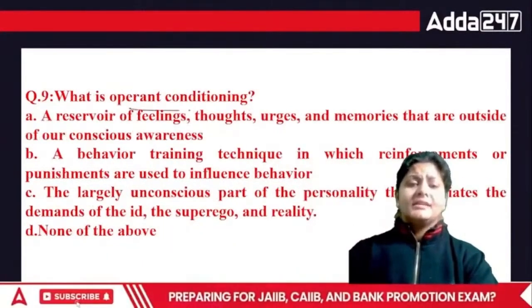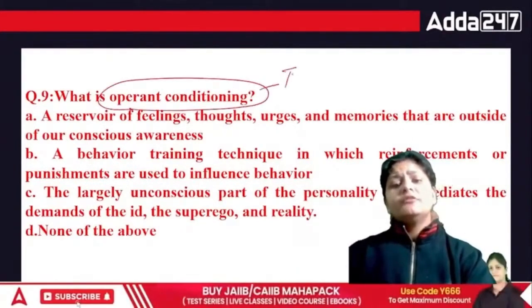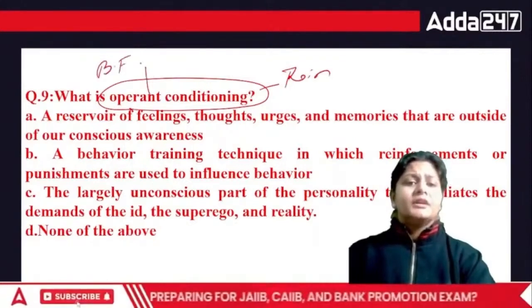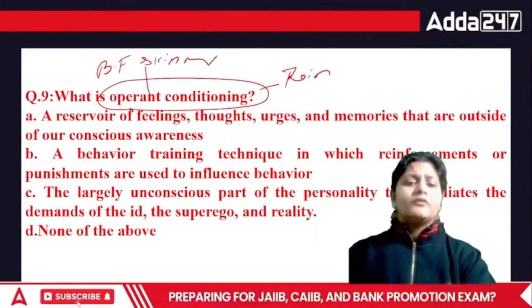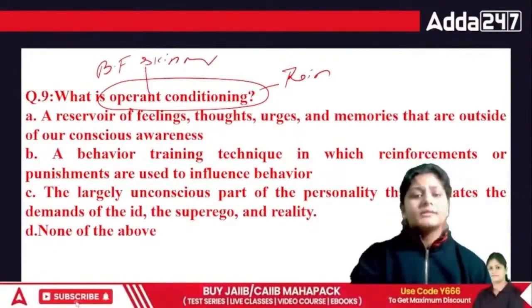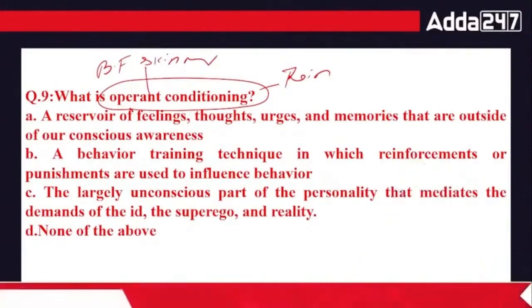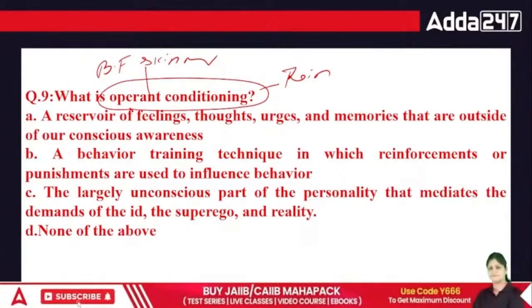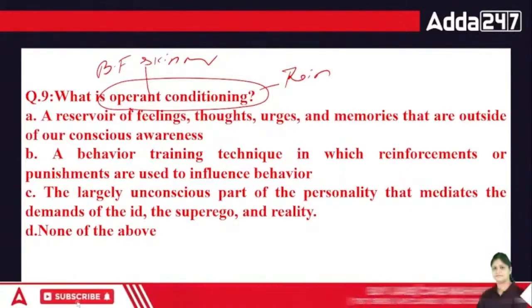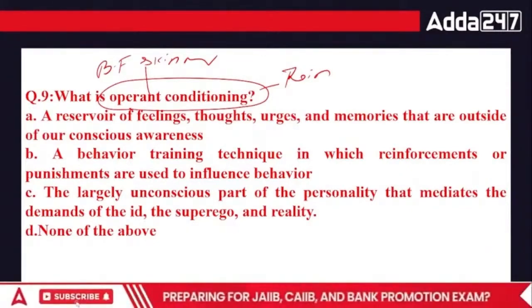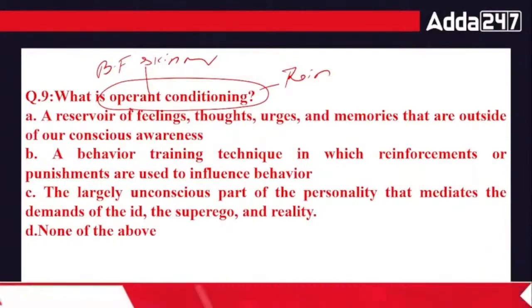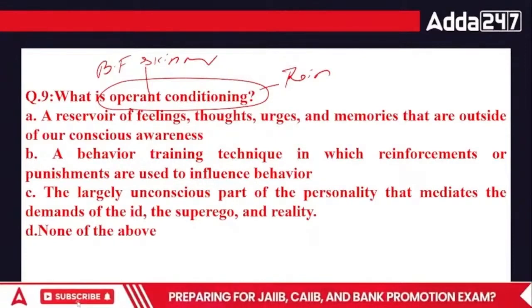Then we have question 9. This is from the reinforcement theory of motivation. This concept, operant conditioning, is given by B.F. Skinner. Now, what was the opinion of B.F. Skinner? His opinion was that if you are doing very good work and you are rewarded for that work, then of course you will repeat that behavior. We call it positive reinforcement. But if for a behavior you get punishment, then definitely you won't repeat that kind of behavior. So we call it negative reinforcement.